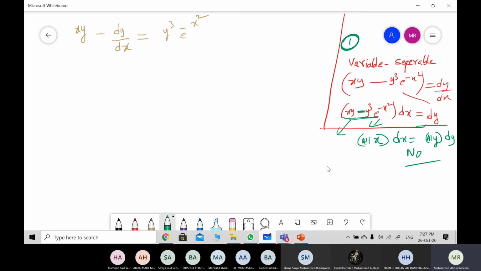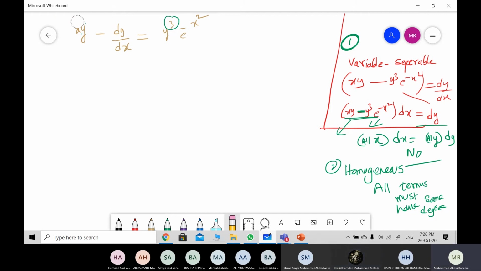What was the second way? Homogeneous. Can we do homogeneous? All terms must have the same degree. Is it possible? In multiplication 1 plus 1 is 2, but here it is 3. So it is not homogeneous. Then which one?